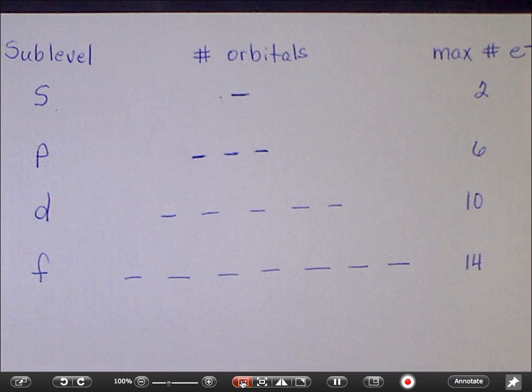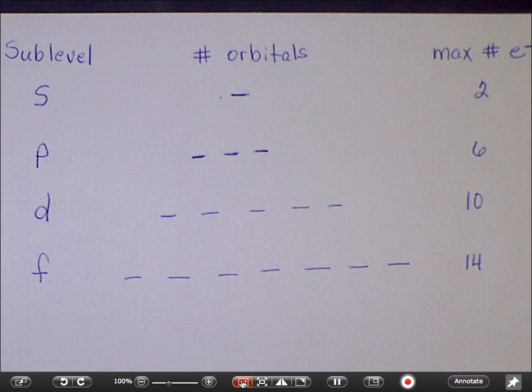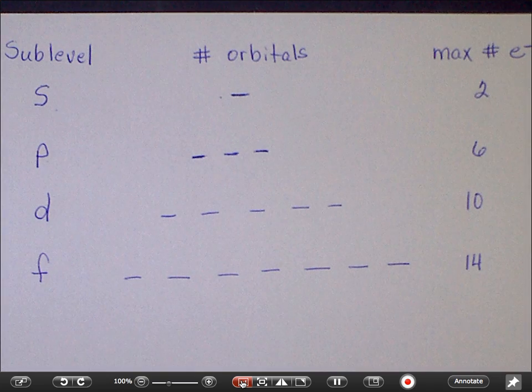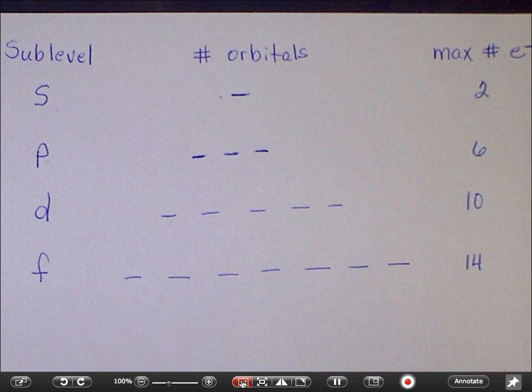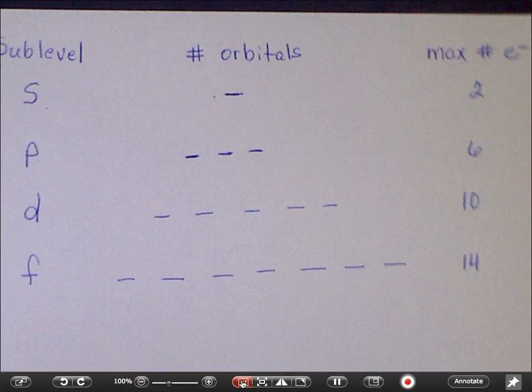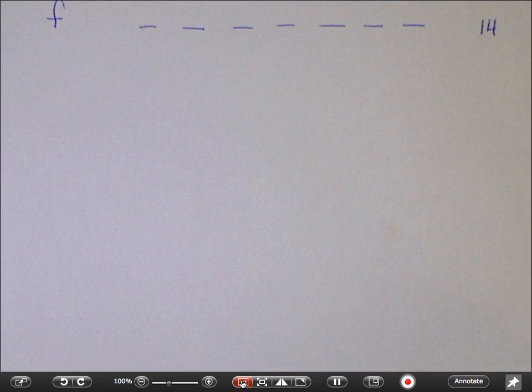All right. Everybody good so far? Yes. Okay, so we went over this. The next thing I want you to do is draw what I call the blocks of the periodic table. What are we going to draw? Blocks of the periodic table.